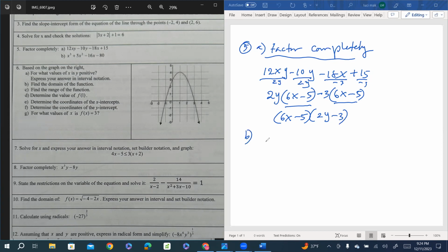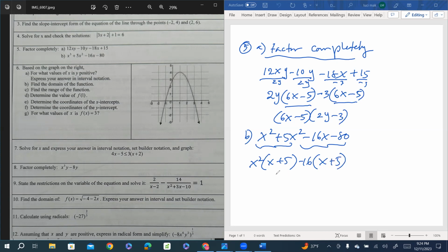Let's do part B. So we have x cubed plus 5x squared minus 16x minus 80. Again, 4 terms, factor by grouping. For the first 2 terms, x squared is common. Divide each one by x squared, we get x plus 5. For the next 2 terms, I believe negative 16 is common. So if you divide the first one by negative 16, you get an x. Negative 80 divided by negative 16 is positive 5. So you get x plus 5 times x squared minus 16.